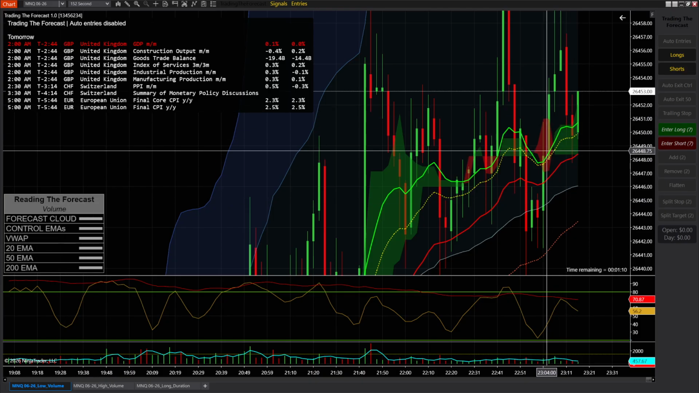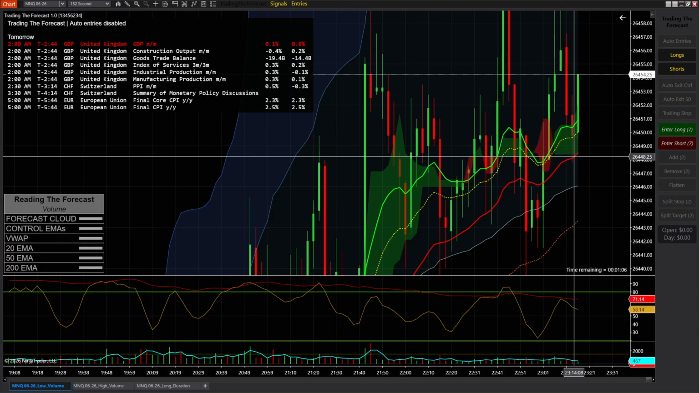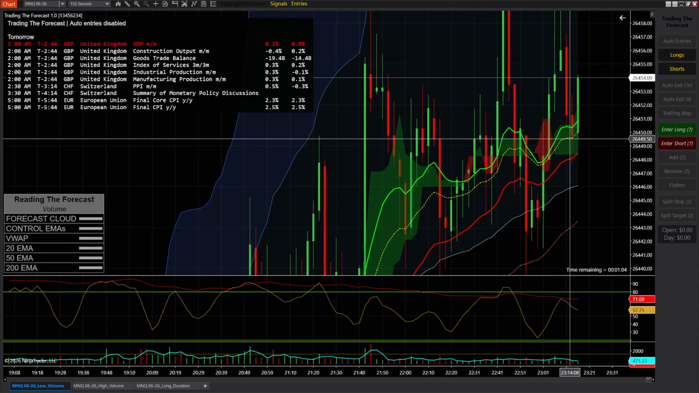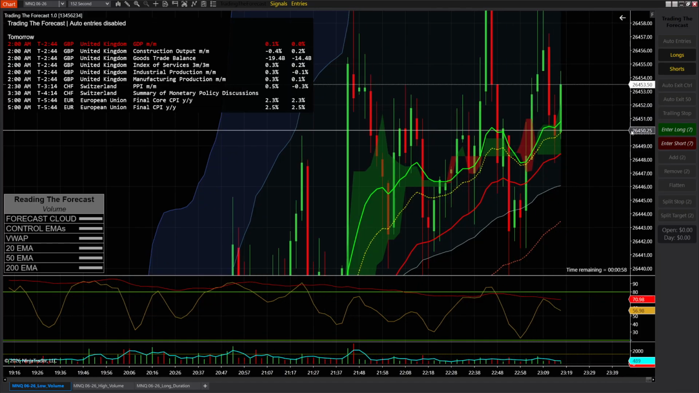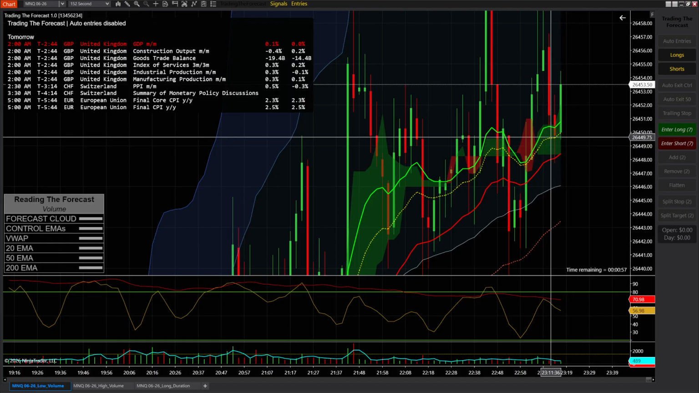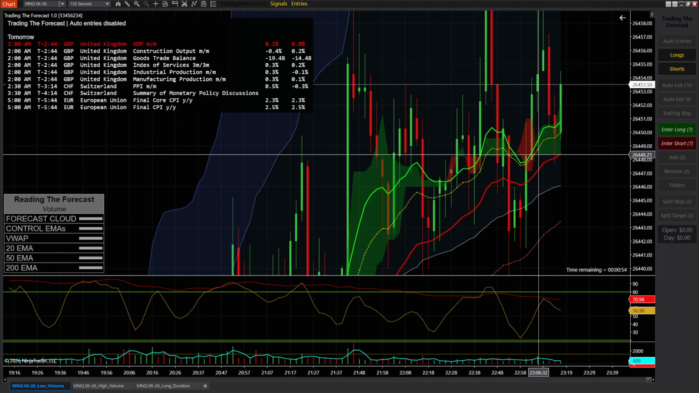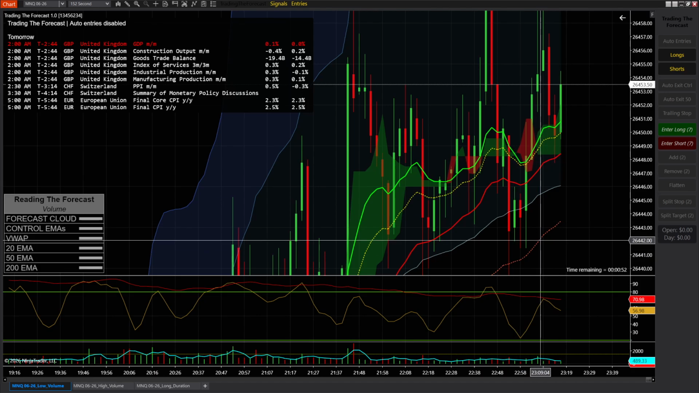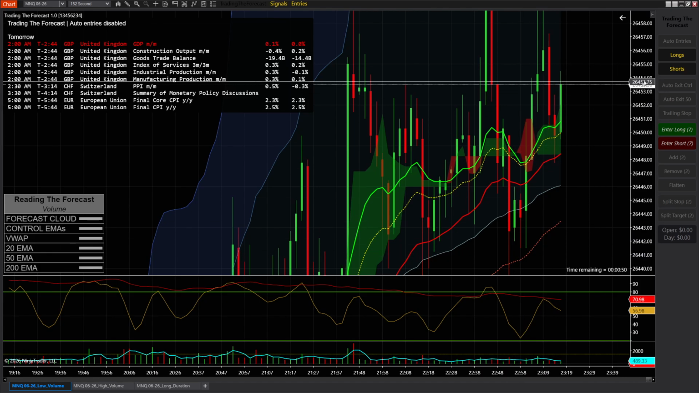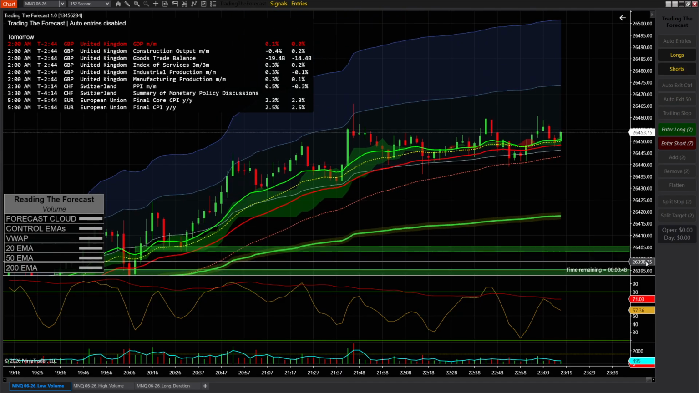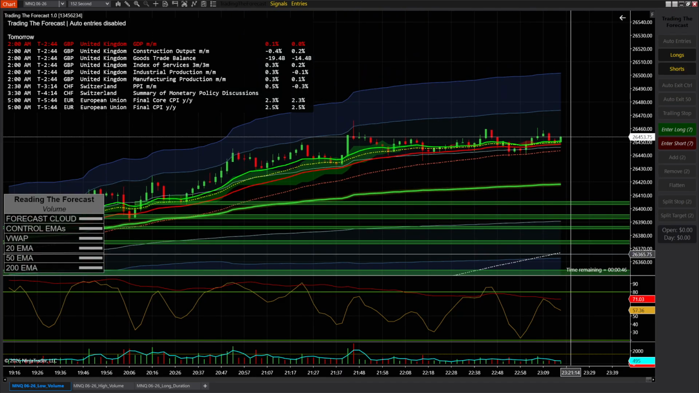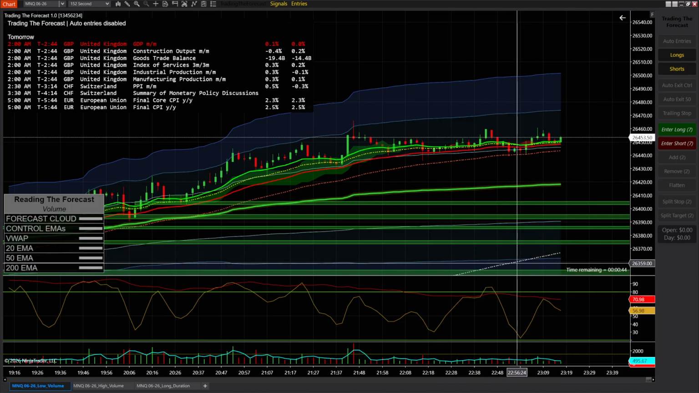But right now, because the green is on top of the red, we're in a long. So we would only be looking at long trades to go long. Remember, I talked about the 20 EMA, which is right here. It's the yellow dot dash. This is the 50 EMA, the orange dot dash. And then the 200 is lagging behind way down here. So this moves a little slower.